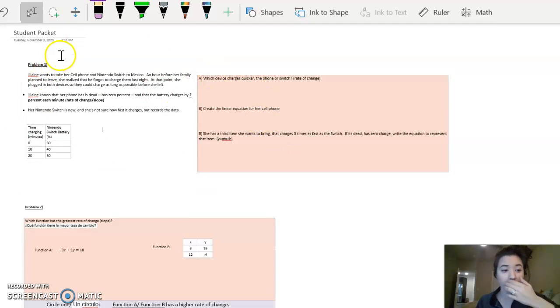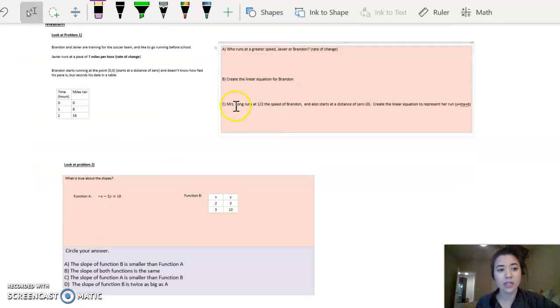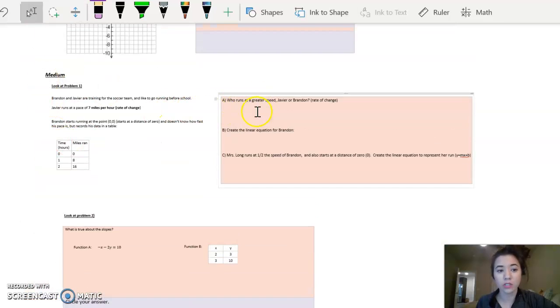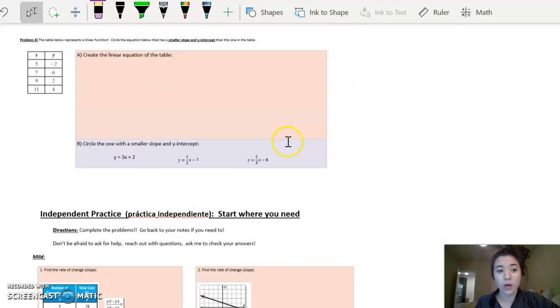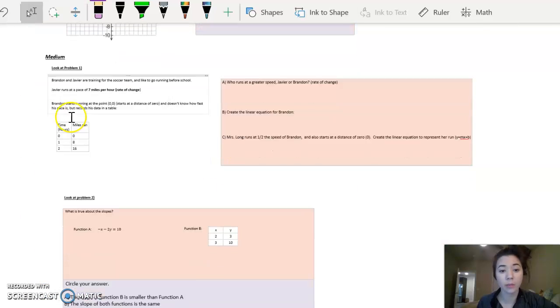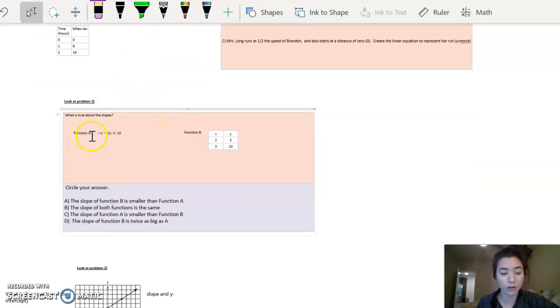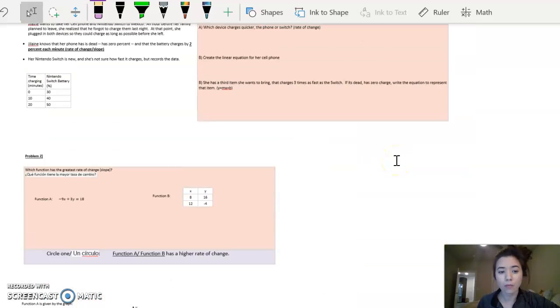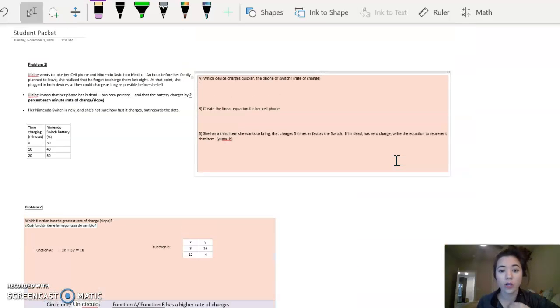You can see that number 1 here, we have a table asking which one charges quicker and creating an equation. Same thing here, we have a table, who runs faster, create an equation. Number 2, comparing an equation and table. Number 2 in IP, comparing an equation and a table. So all 4 problems we are about to do are for your use when you're working on independent practice to go back to and use for help.